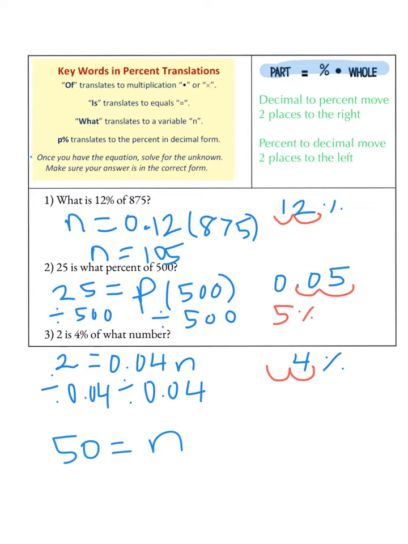So a couple things I think that we should make note of here, and you can add this to the top of your page. I put it up here. So to get from a decimal to a percent, you need to move 2 places to the right. And then to get from a percent to a decimal, you move 2 places to the left.